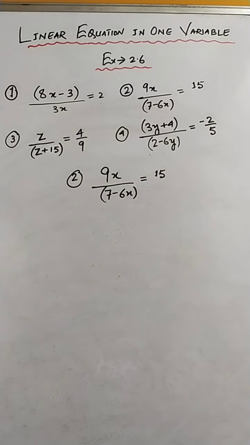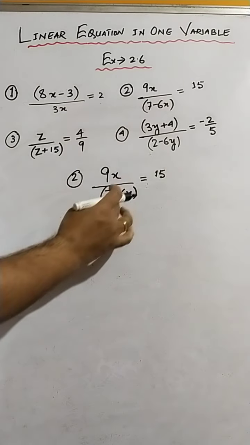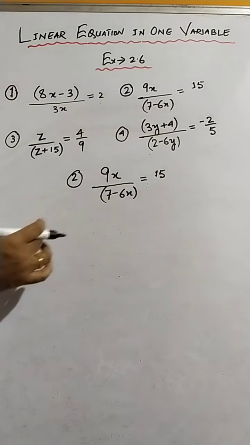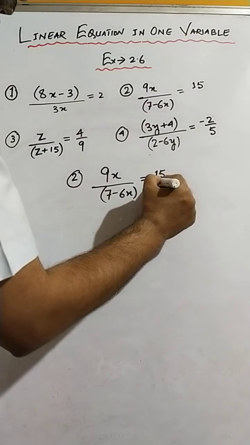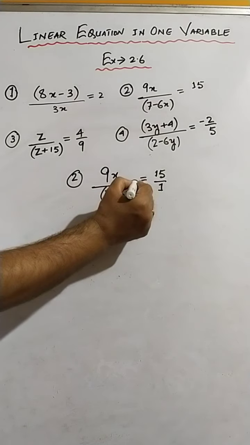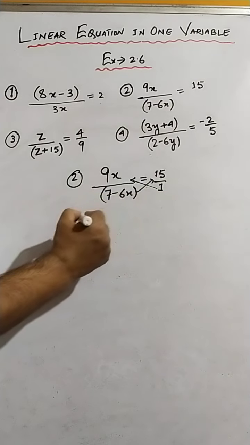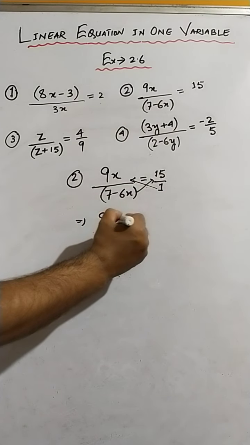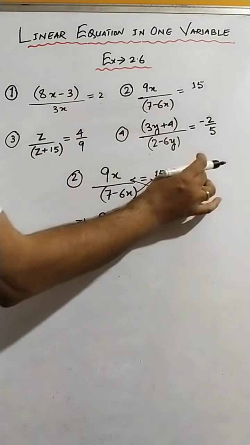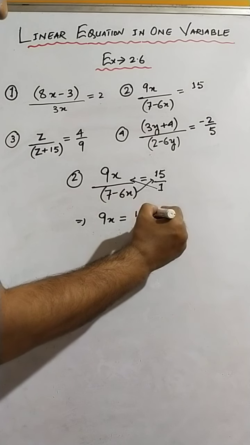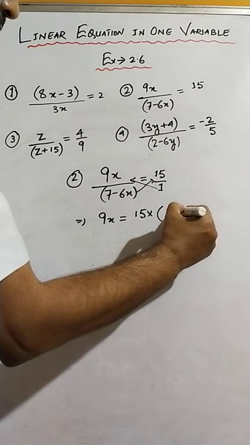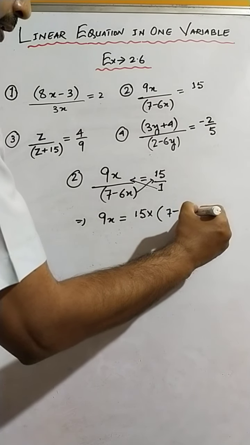This is question number 2. So we have 9x by 7 minus 6x inside the bracket, and that would be equals to 15 by 1. We can write 1, and then again we'll do what? Cross multiplication. So 9x into 1 would be what? 9x only, isn't it? And this will take to this side, so it will look like 15 into, inside the bracket you will give 7 minus 6x.